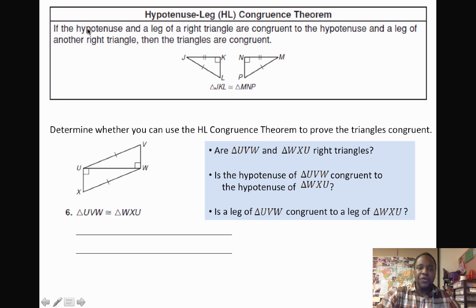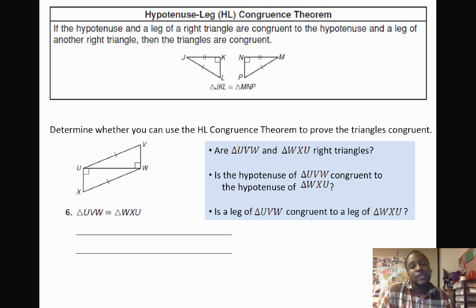This only works for right triangles. If the hypotenuse and a leg of a right triangle are congruent to the hypotenuse and a leg of another right triangle, then the triangles are congruent. The hypotenuse of a triangle is the side across from the right angle. So we have a hypotenuse and a leg that are congruent. Therefore, we know that the triangles are congruent. So let's take a look at number 6.